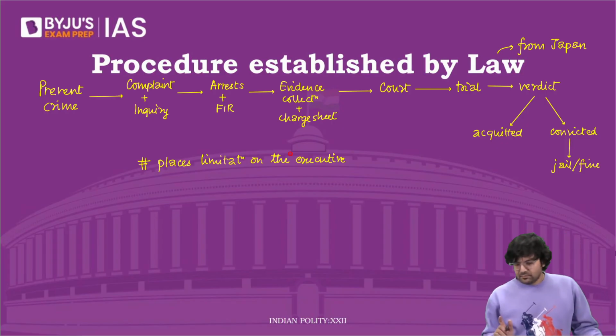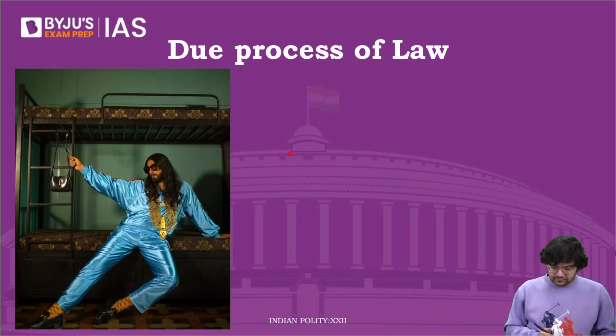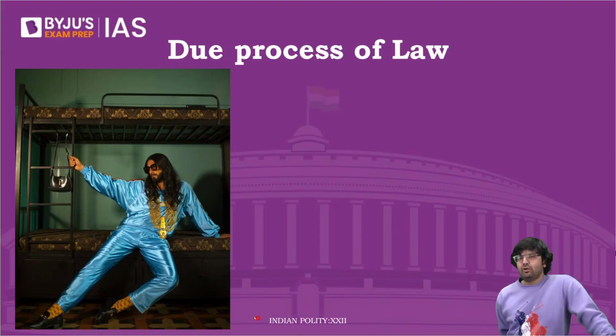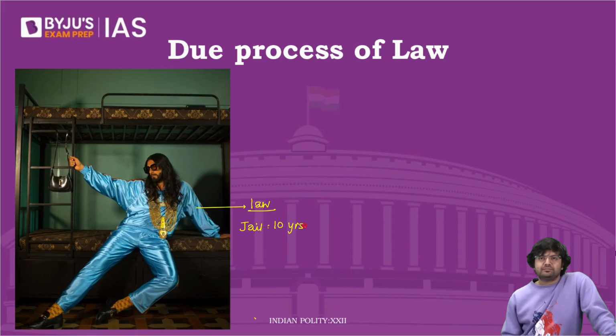Now, think of this. Look at this photograph. This is, for those who do not know, the actor Ranveer Singh. Now look at what he is wearing right now. See, imagine there is a law passed. A law is passed which states that if you wear a dress like this, you will be given a jail sentence for 10 years. Right? Dress Causing Mental Trauma Act 2023.